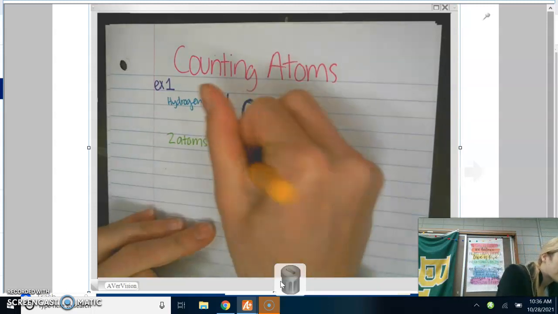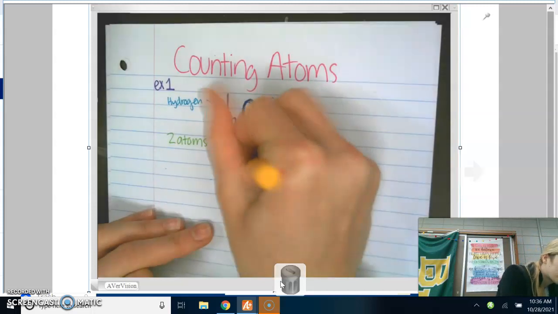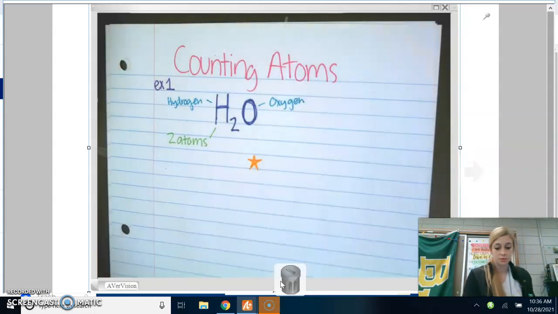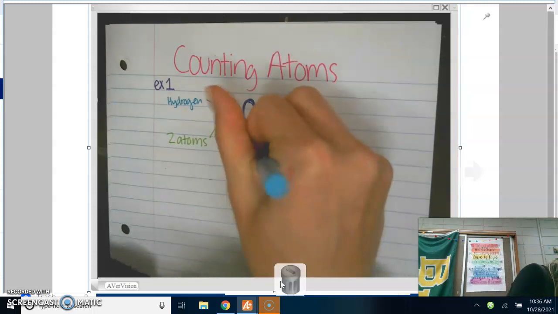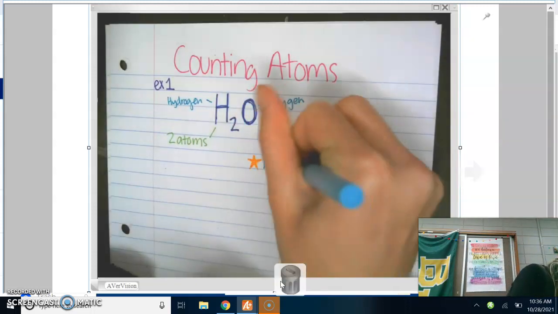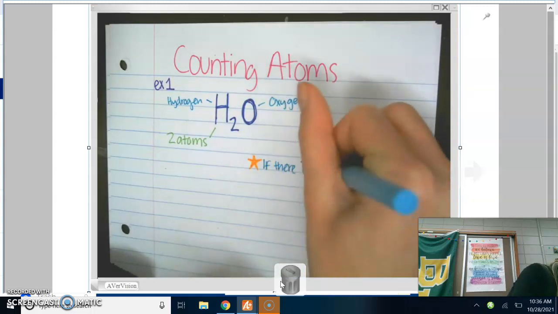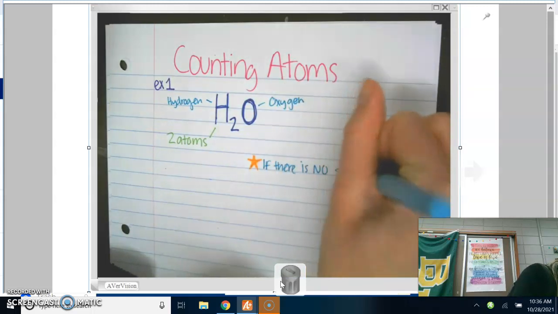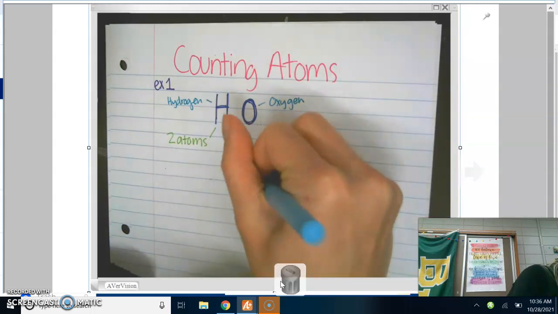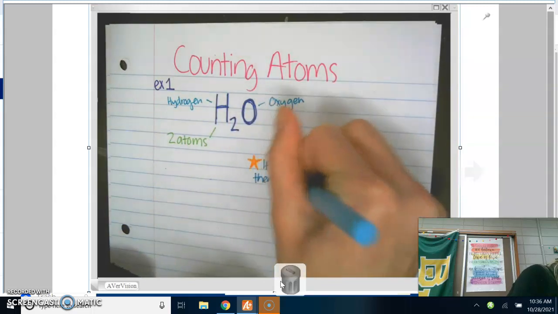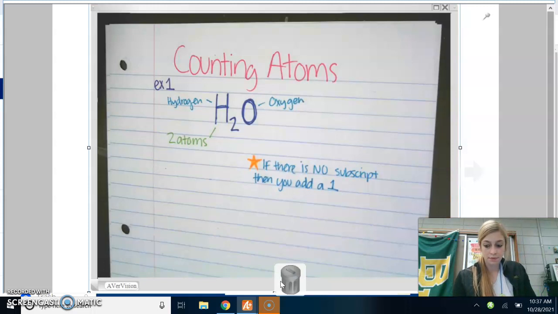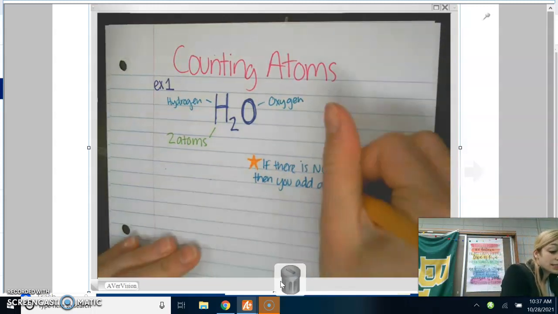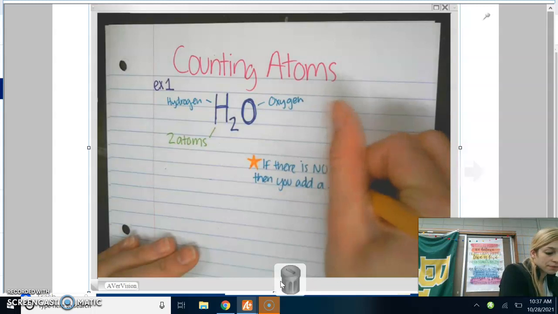So we're going to write a special star, a special rule here. And for that rule, we are going to say, if there is no subscript, then you add a 1. So a subscript is this little number.